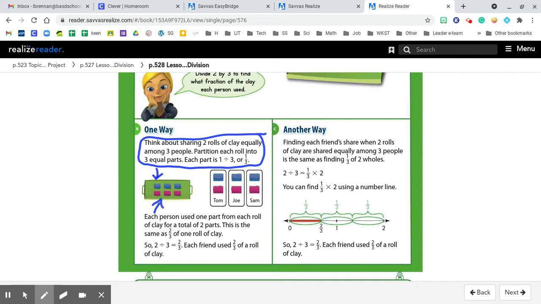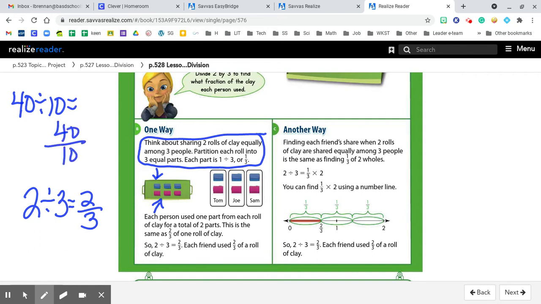So together they have 2 pieces divided by 3 people equals 2/3. They get 2/3 of a roll. And remember how we say it in division, like if we have 40 divided by 10, we can also write it like that. Remember how we can take our fractions and write them as division problems. So we can take our division problems and write them as fractions. The numerator is the first value and the denominator is the second value.